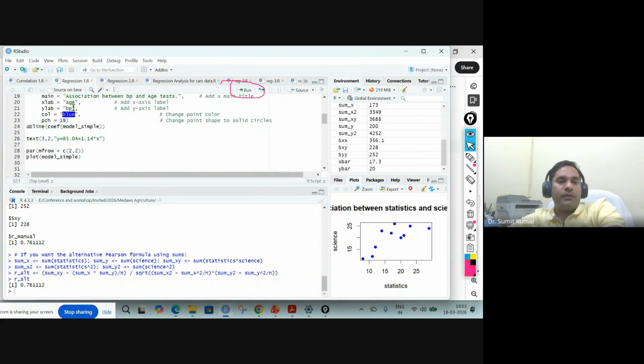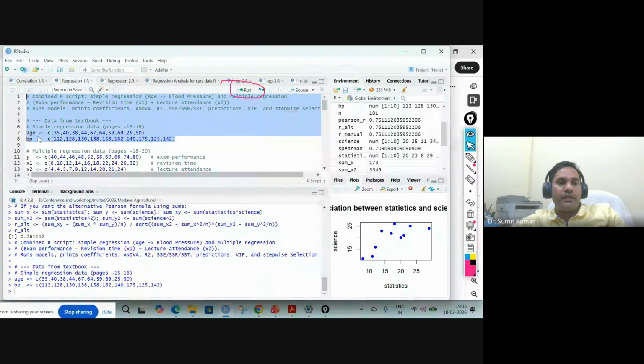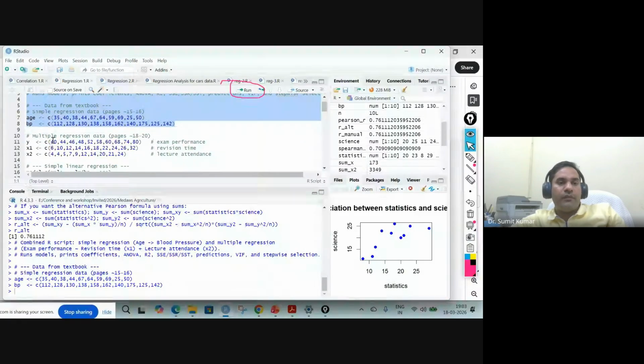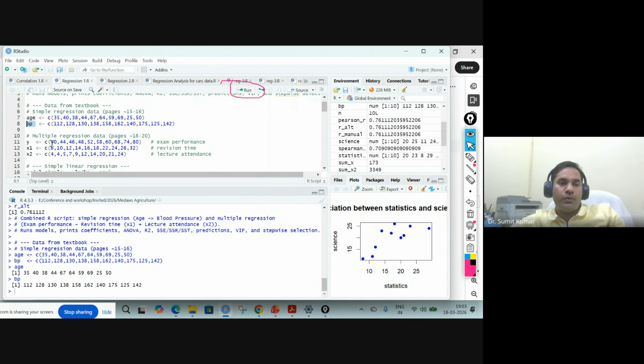So for the regression, we have taken both single and multiple regression here. This is the regression command. First of all, whatever example you have taken, you have to define which is the dependent variable and which is the independent variable. So age is the independent variable, BP is the dependent variable. Run this first, storing the values in the age vector and BP vector. So whenever you call age, it will show you the values, and when you call the BP vector, it will show you the values stored in it.